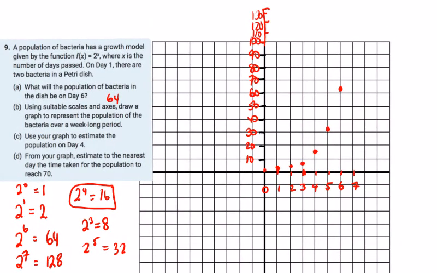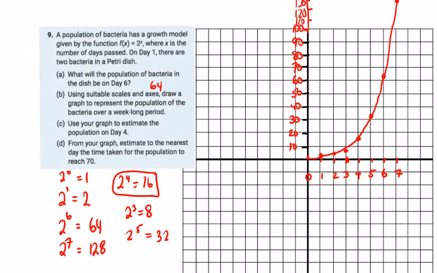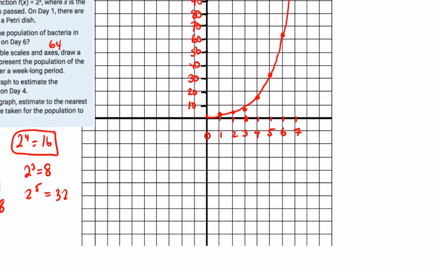You can see why there's definitely a limit to what they can ask you within these questions, just based on how quickly they climb. So a week-long period for 2 to the power of x would probably be the maximum period that they would allow here. And from your graph, estimate the population on day 4. So we drop down from day 4, go across, and we estimate day 4 to be this point. Y is equal to 16.